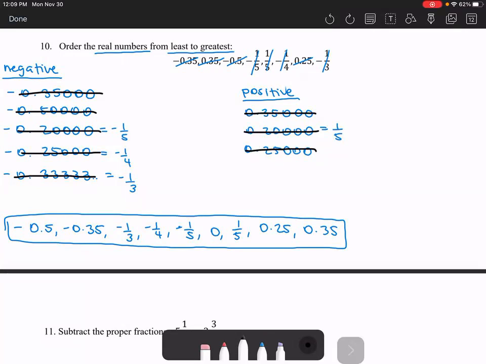Yeah, so on ordering questions, if I don't tell you how to do it specifically, then you can do it how you want. So with real numbers, I think the easiest way is to write it out as decimals. You don't have to do that, but you have to show some sort of work.